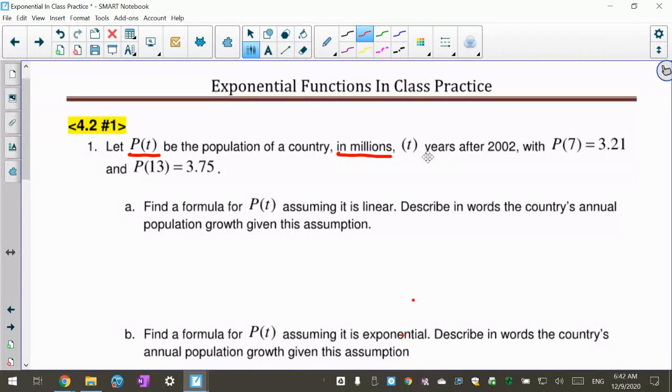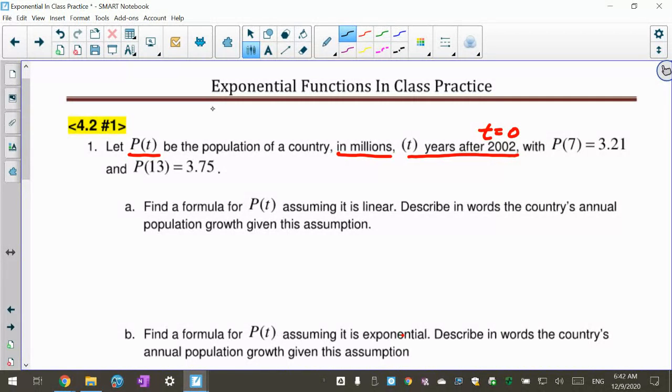T years after 2002. So if you ever see that where I give you a time, that's when we're going to say time is 0. And that's basically our formula is going to start at 2002 and go forward. Then if you can, make some points out of the information that you're given, unless they give you what it is. And it says with P of 7 equals 3.21 and P of 13 is 3.75.